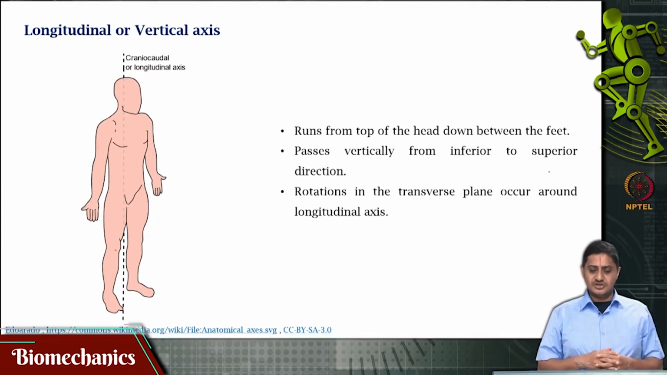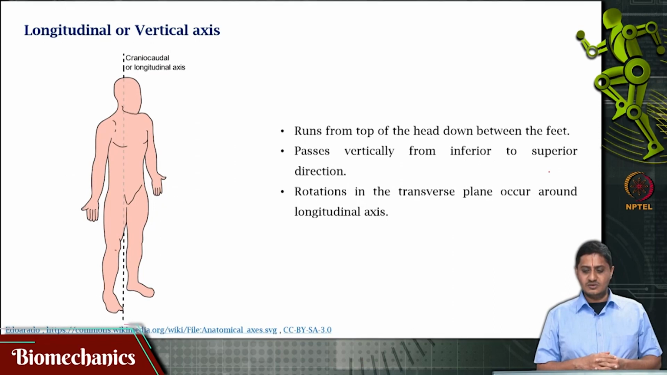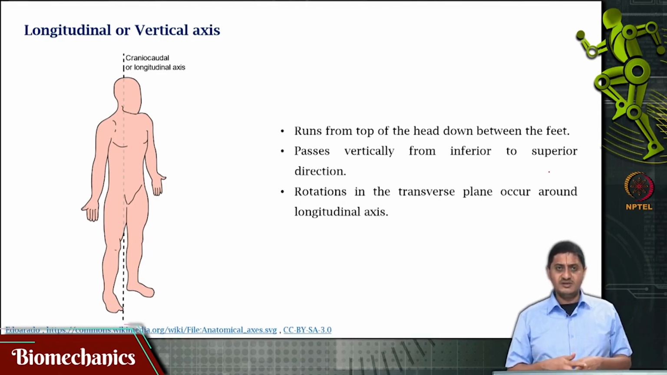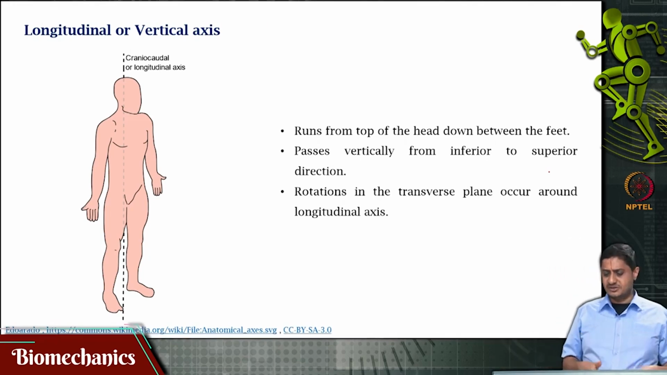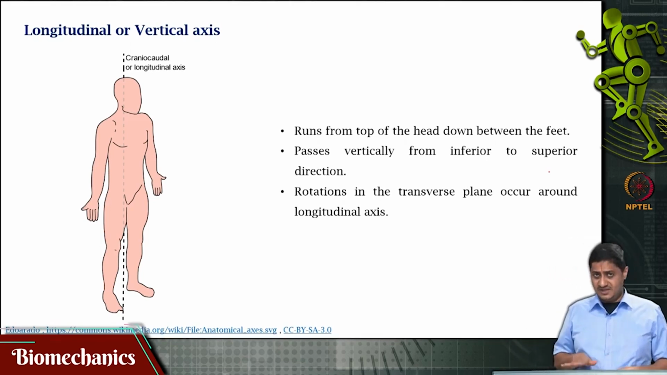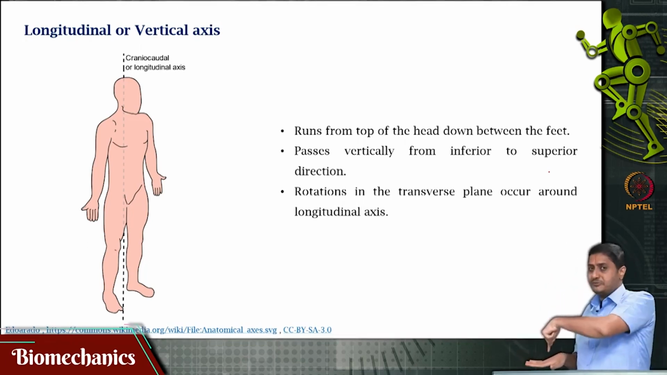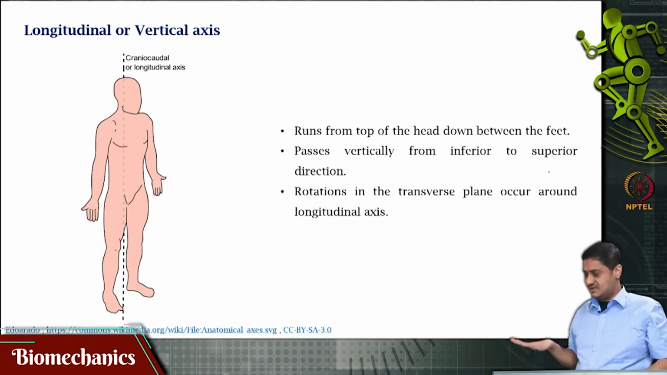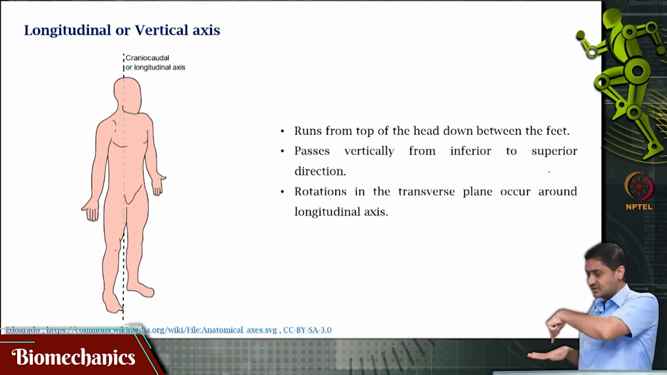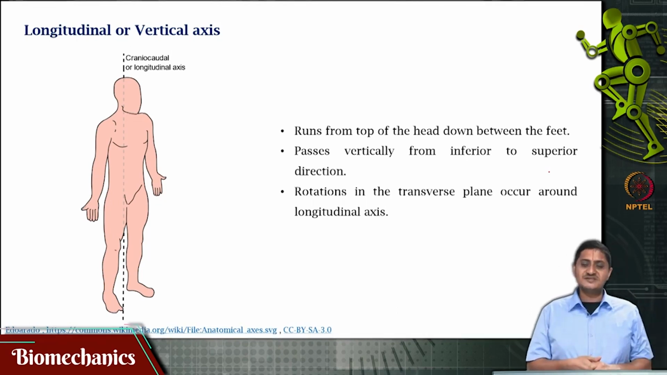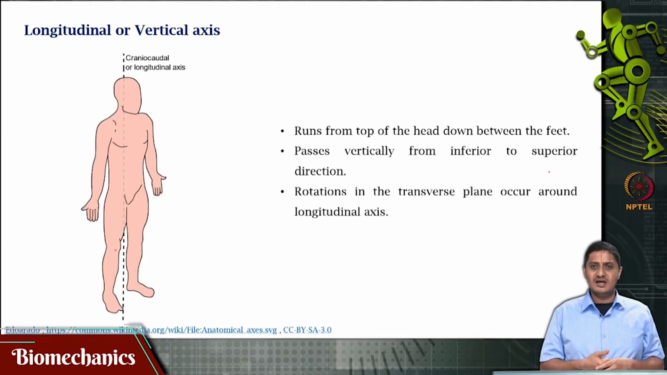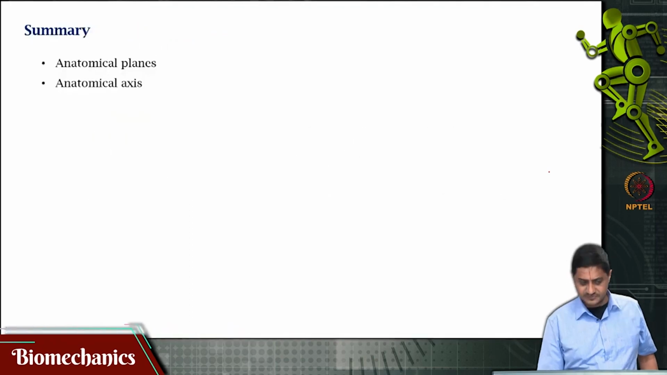Then you have the longitudinal or the vertical axis. This is the one that goes from the top of the head to the space between the feet or to the tailbone, passing vertically from inferior to superior direction or from superior to inferior direction. Any movements that happen in the horizontal plane will happen about the top down axis. The rotations that happen in the transverse plane happen about the longitudinal or the vertical axis.